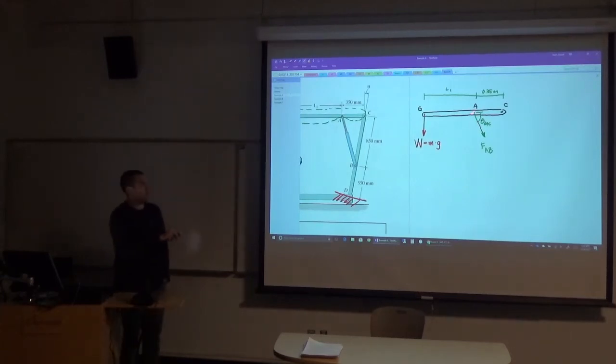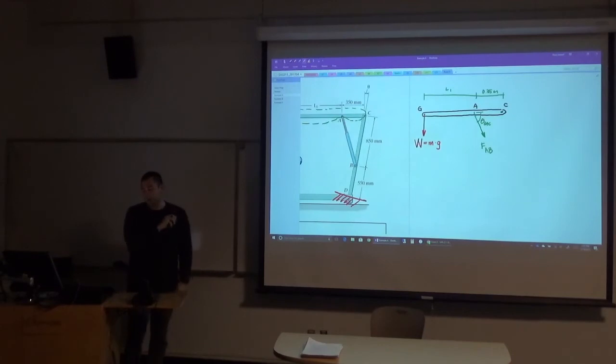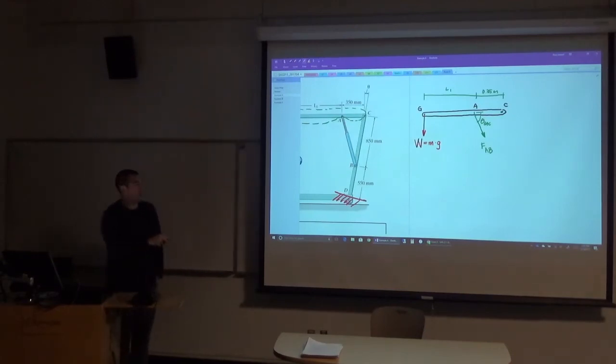Now here I assumed that this member is in tension. Is it going to be in tension? No. It's going to be in compression. As this weight comes down over here, it's going to have to be pushing back up, which means it's in compression. But that's fine. I'll just get a negative value, and then I'll be able to say FAB, that member AB is in compression.